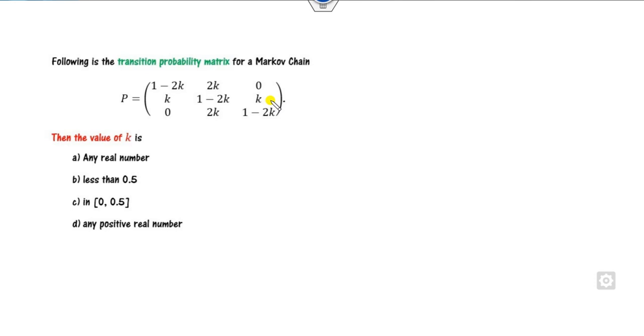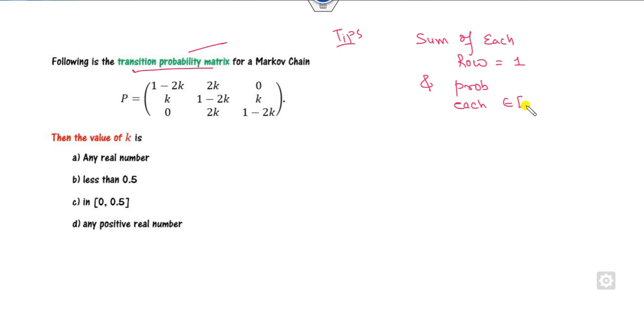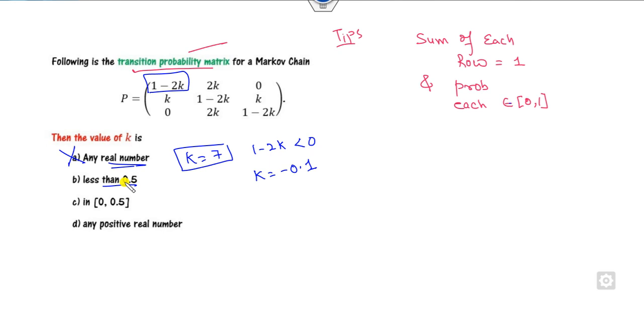Okay, which of the following is a transition probability matrix? What is the tip for you? The sum of each row must be 1. And because it's a probability, each element must belong to [0, 1]. If k is 7, this number will be greater than 1, not satisfied, cancel out. If k is minus 0.1, this number is negative, cancel out. If k is again 7, this number will be positive, but it is greater than 1, so this option also cancels. This is the right answer of this problem.